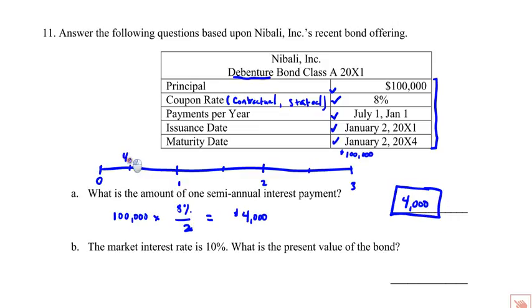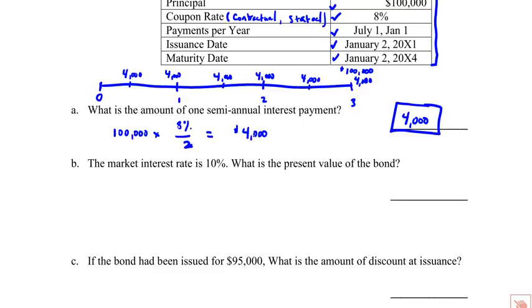So on your timeline, you'd have 4,000, 4,000, 4,000, 4,000, 4,000, and 4,000, along with 100,000. So the next question is, the market rate is 10%. What is the present value of the bond?